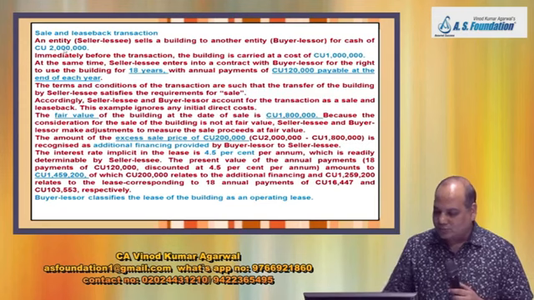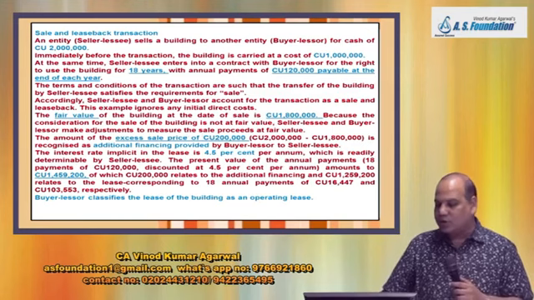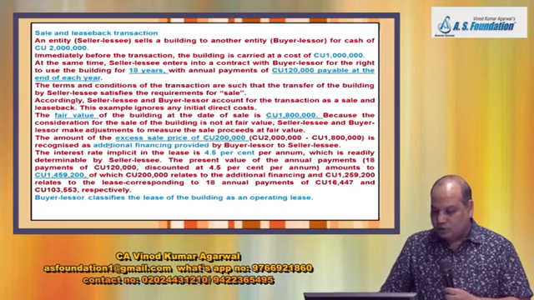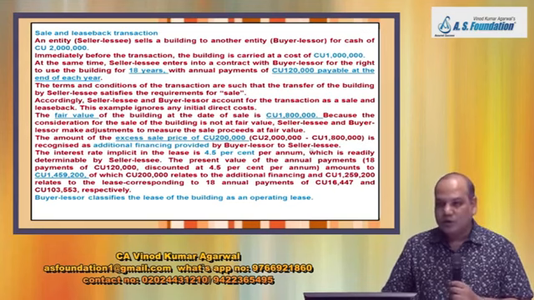Because the consideration for the sale of the building is not at fair value, seller lessee and buyer lessor make adjustment to measure the sale proceeds at fair value. The amount of the excess sale price of 2 lakh, how has this 2 lakh come? 20 lakh minus 18 lakh is recognized as additional finance by buyer lessor to seller lessee.